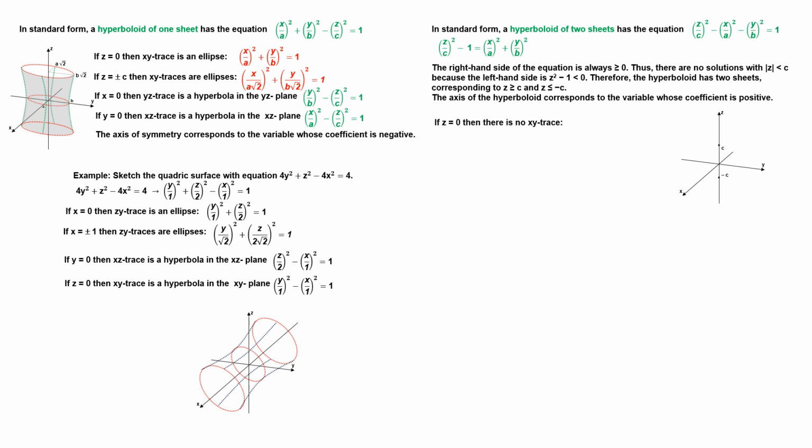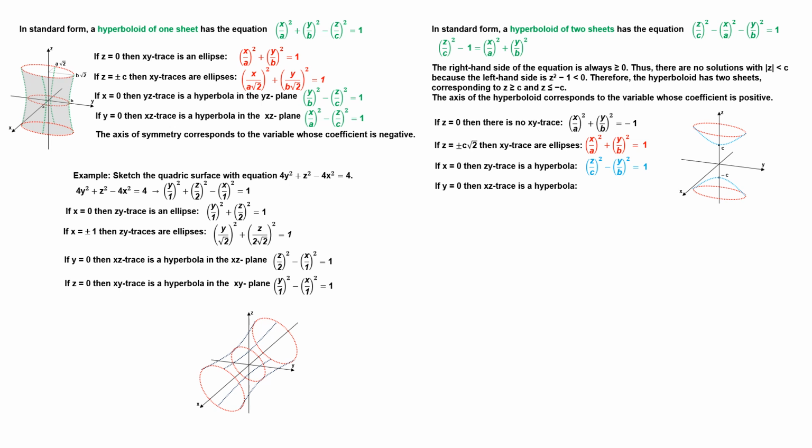If z equals 0, then there is no xy trace. If z equals plus or minus c times square root of 2, then xy trace are ellipses. If x equals 0, then zy trace is a hyperbola. If y equals 0, then xz trace is a hyperbola.